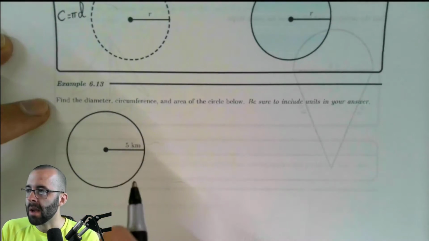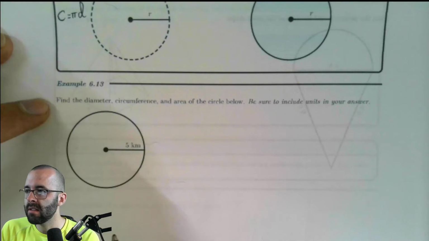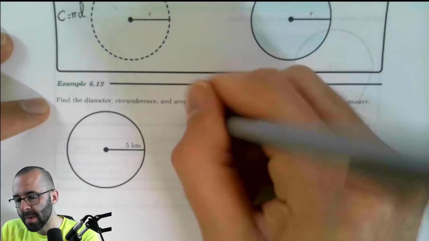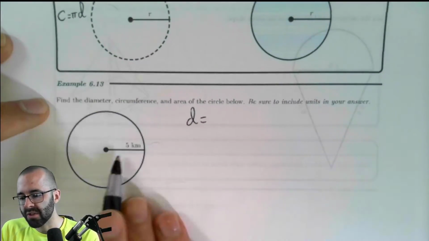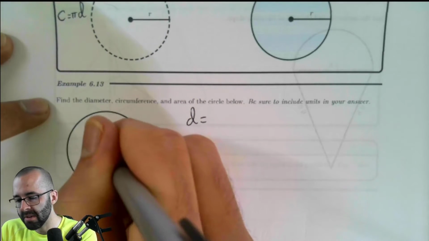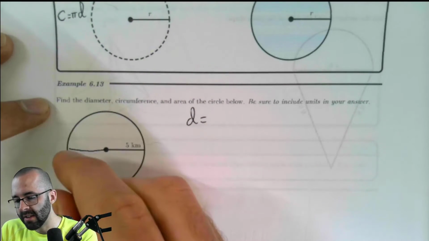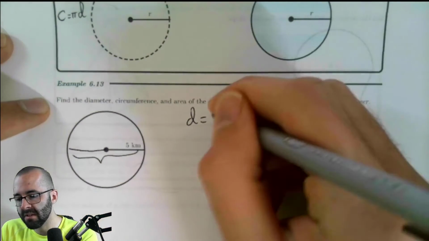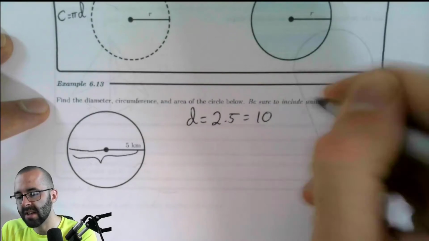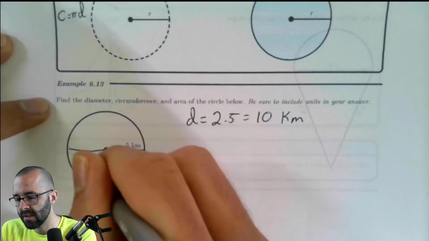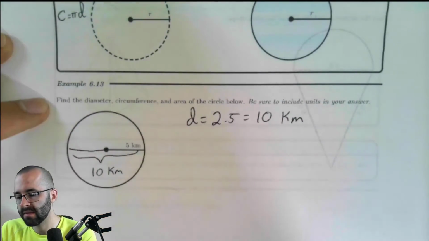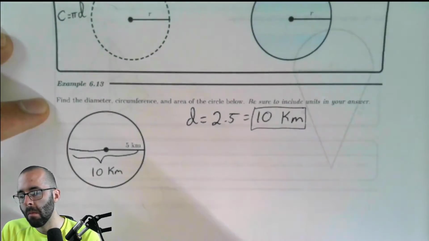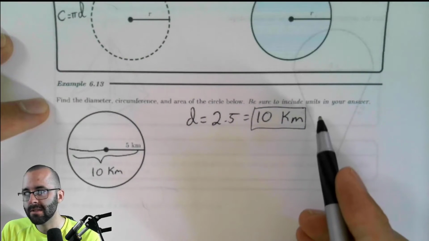So if we want to find the diameter, the circumference, and the area, we use all that stuff. So remember, the diameter is twice the radius. So if 5 kilometers is the radius, then this whole thing is the diameter, and there's two radiuses. There's 2 times 5. It's going to be 10 kilometers. This whole thing is the diameter. Make sure to always include units.